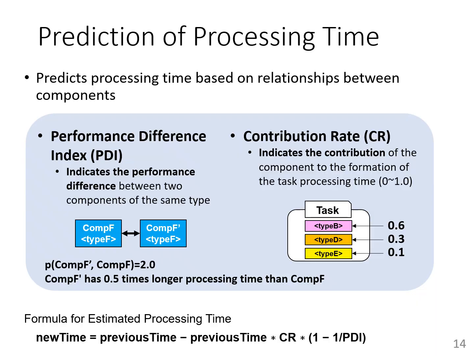By focusing on high CR tasks with high PDI, we can maximize the benefit of adaptation. This approach enables rational decision making in architecture-based self-adaptation.